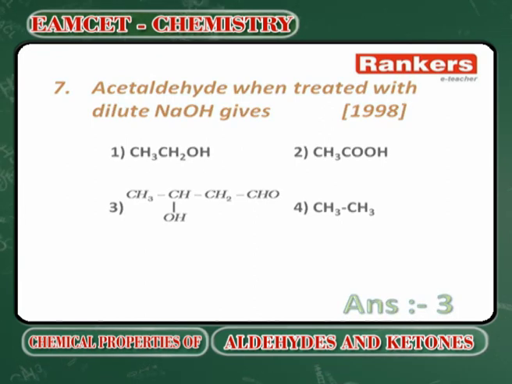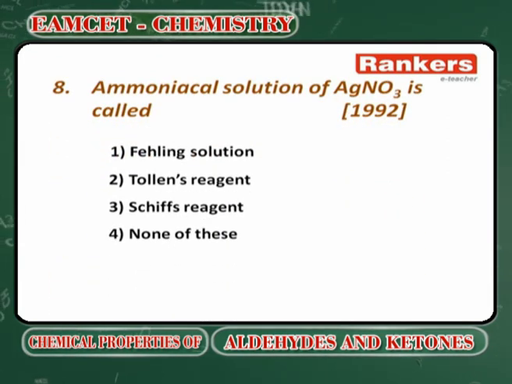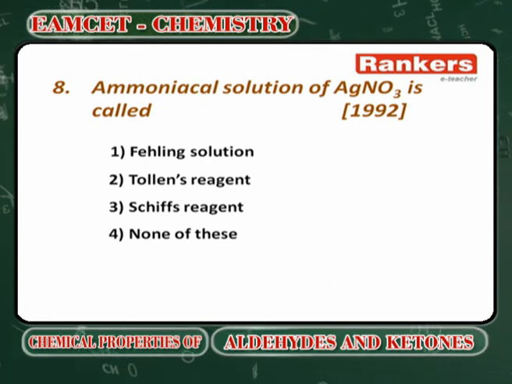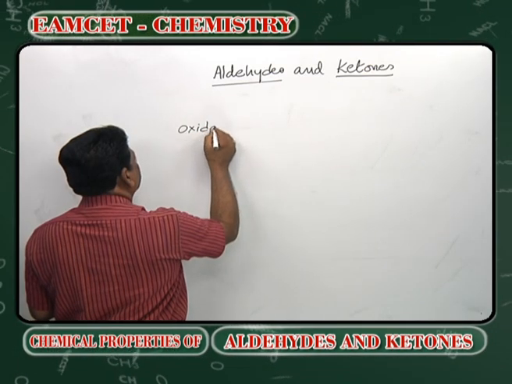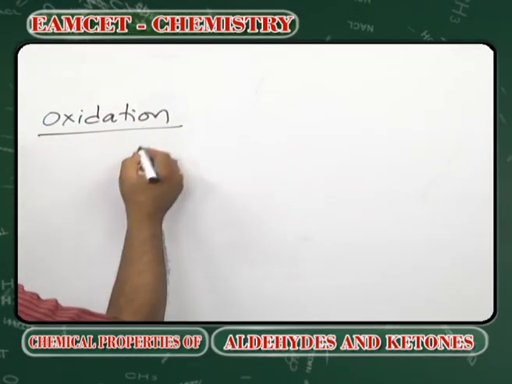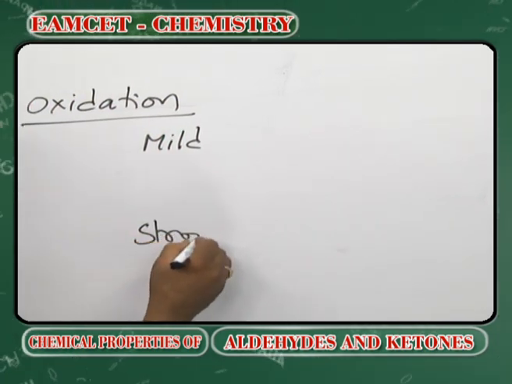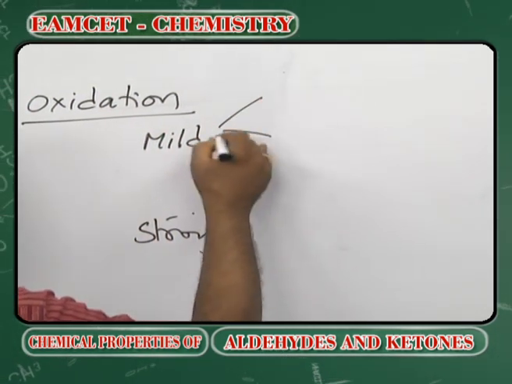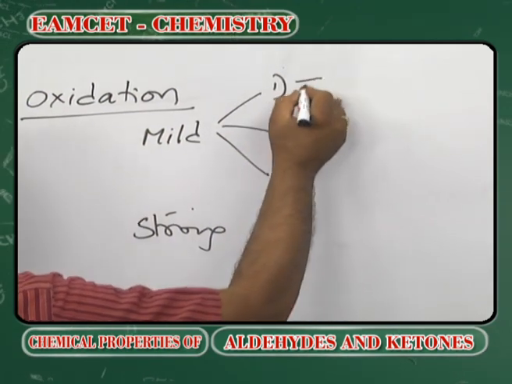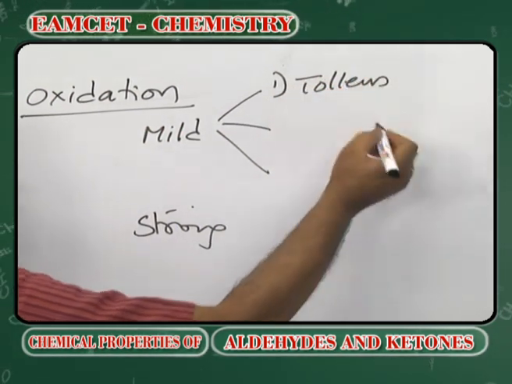Next, the 8th one: ammoniacal solution of silver nitrate is called. As I said, aldehydes undergo ready oxidation when compared with ketones. In the oxidation reaction, which we covered in the last class, we have mild oxidation and strong oxidation. The mild oxidations are of 3 types. One is Tollens reagent. What is Tollens reagent?